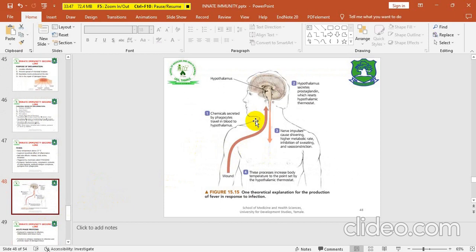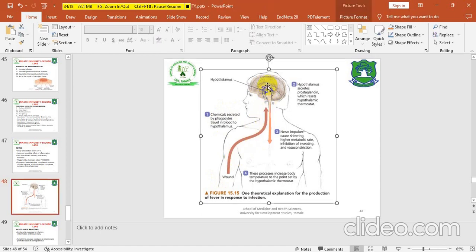So let's see. This is the hypothalamus. It is located just slightly above the midbrain, and is located under the thalamus. When there is a wound over here, information goes to the hypothalamus through the afferent nerve. So the afferent nerve will deliver the information. This will lead to what? Resetting of the hypothalamic thermostat. It's going to control the temperature of the body.